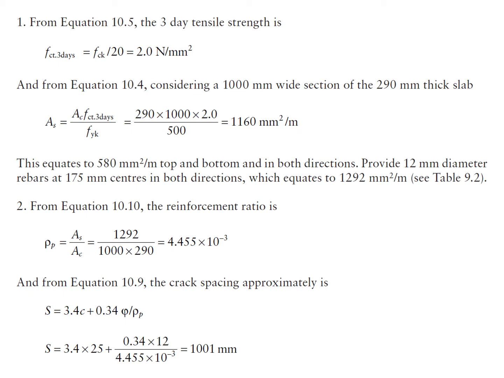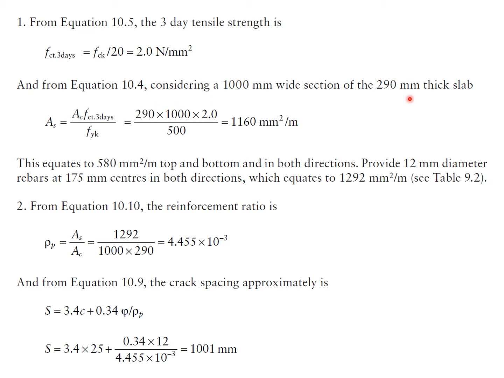So the 3-day tensile strength of the concrete is equal to the crushing strength at 28 days divided by 20. Now that's an approximate calculation, but it's a reasonable approximation. And then based on the assumption that we talked about in the previous slide, the minimum area of steel is going to be equal to the area of the concrete.